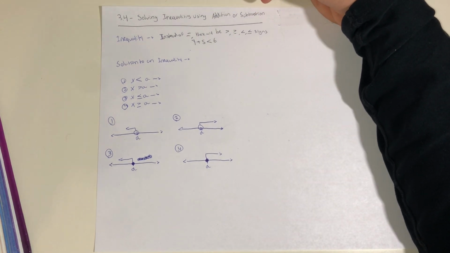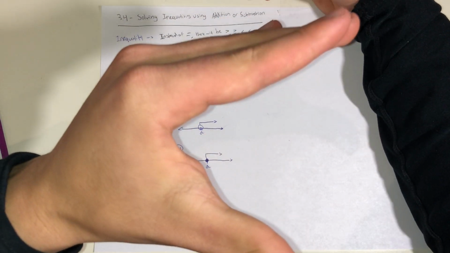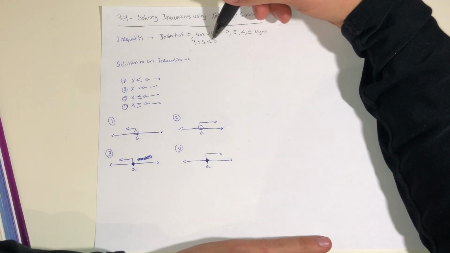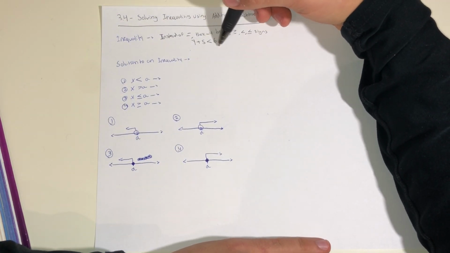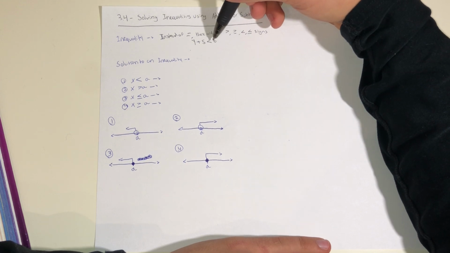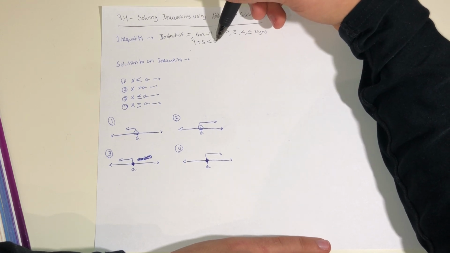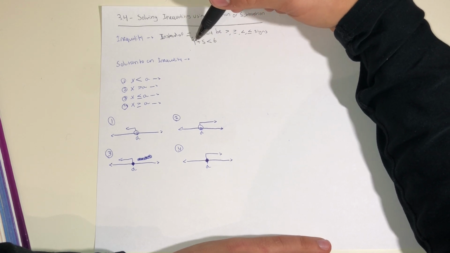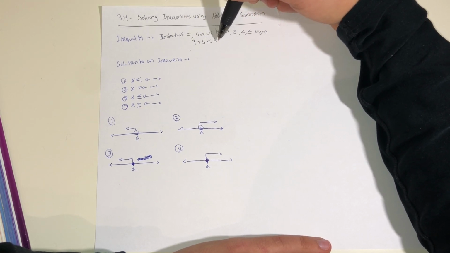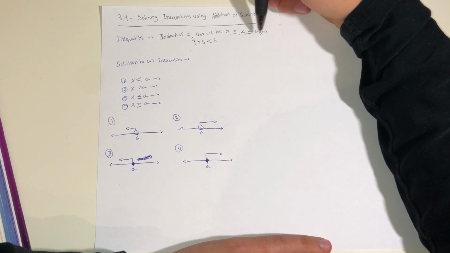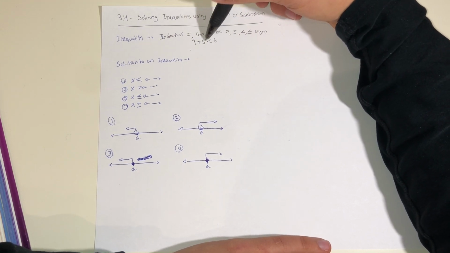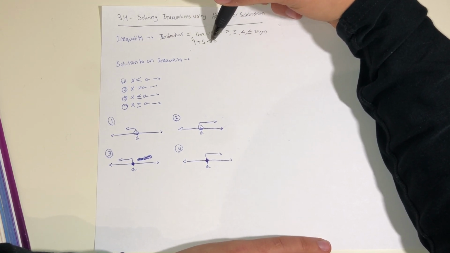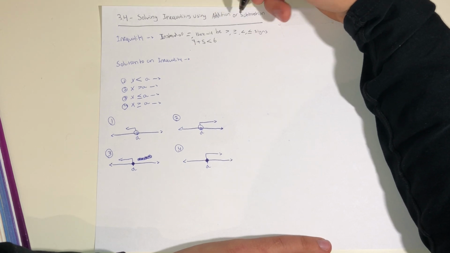The way I like to think about it is, think of it like an alligator. This is like the mouth of an alligator. The alligator always wants to eat the bigger side. So since this is saying that whatever's on this side is bigger than this, in math we just like to say this is less than. Y plus 5 is less than 6.